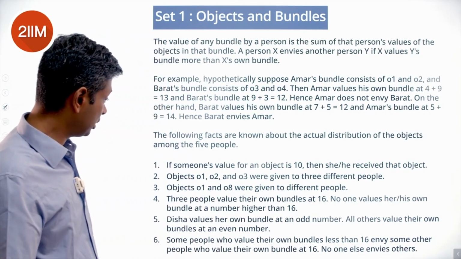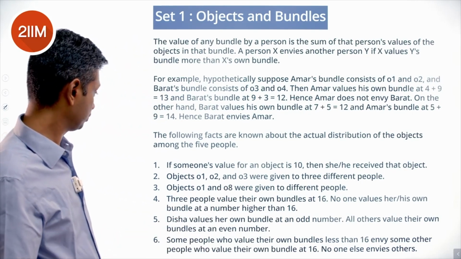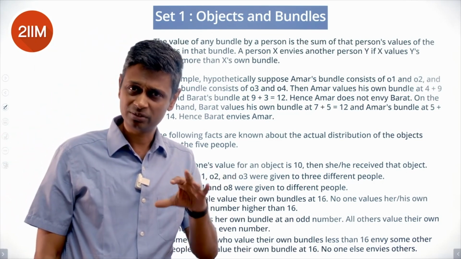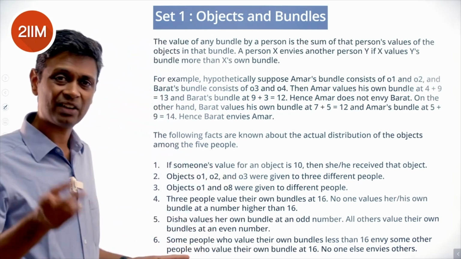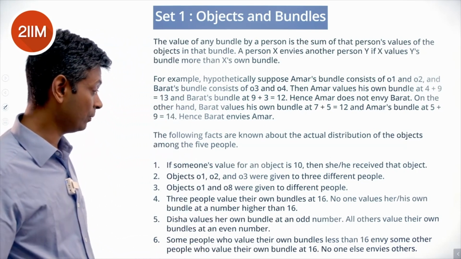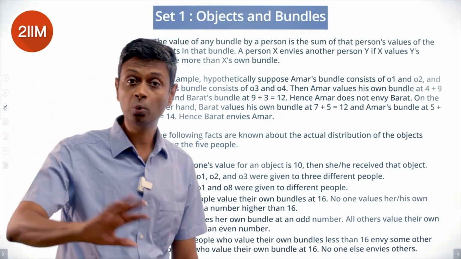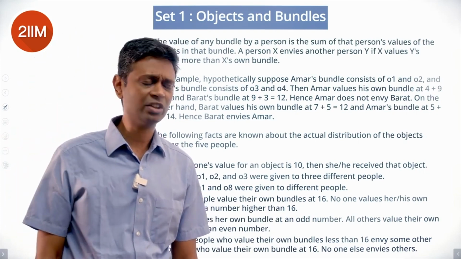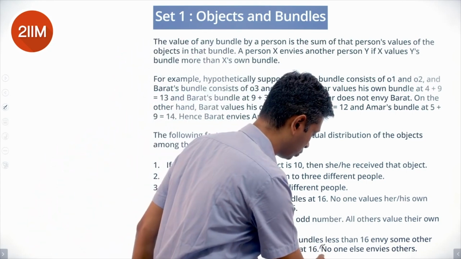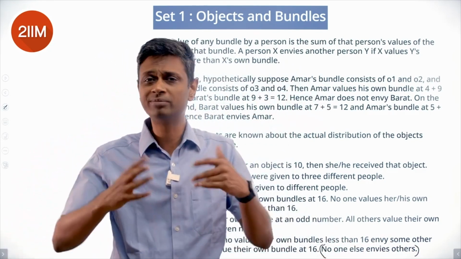Disha values her own bundle at an odd number. All others value their own bundles at an even number. So there's 16, 16, 16 and probably a 14 or a 12 or a 10, an even number. And then Disha values it at an odd number. Some people who value their own bundles at less than 16 envy some other people who value their own bundle at 16. No one else envies others. So the one constraint that almost slipped by is this. It's absolutely brilliant, a delightful thing. They just slipped it in. Then no one envies anyone else.